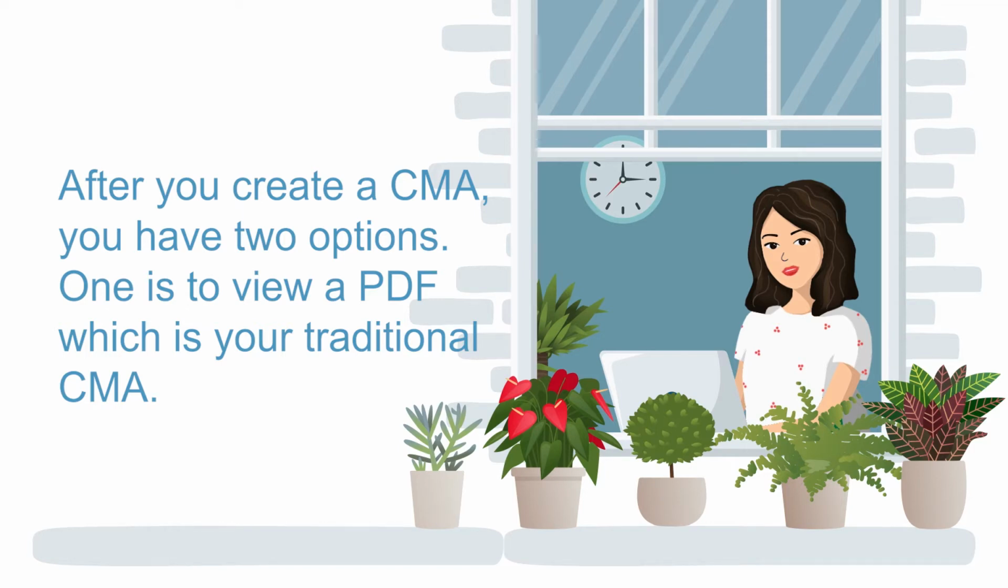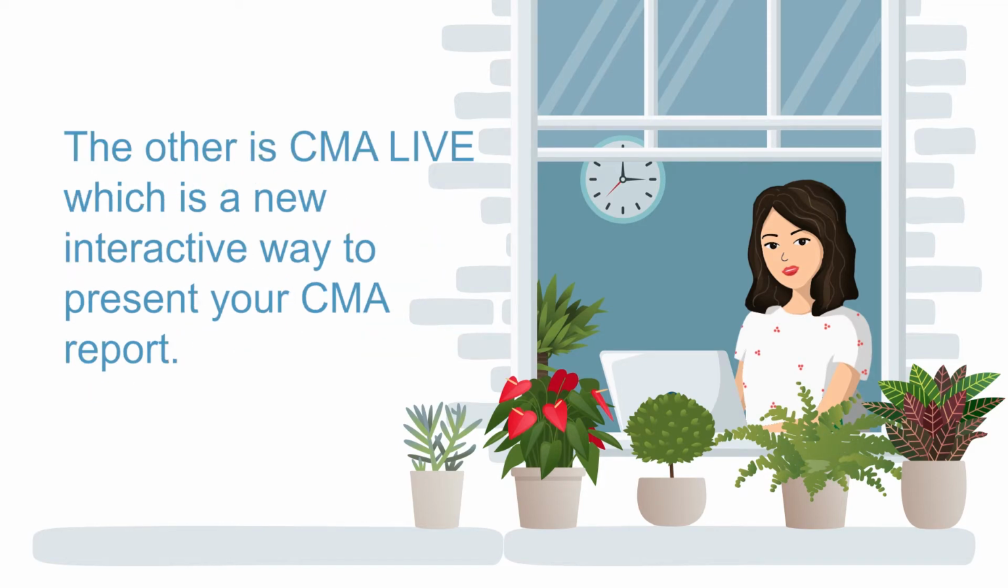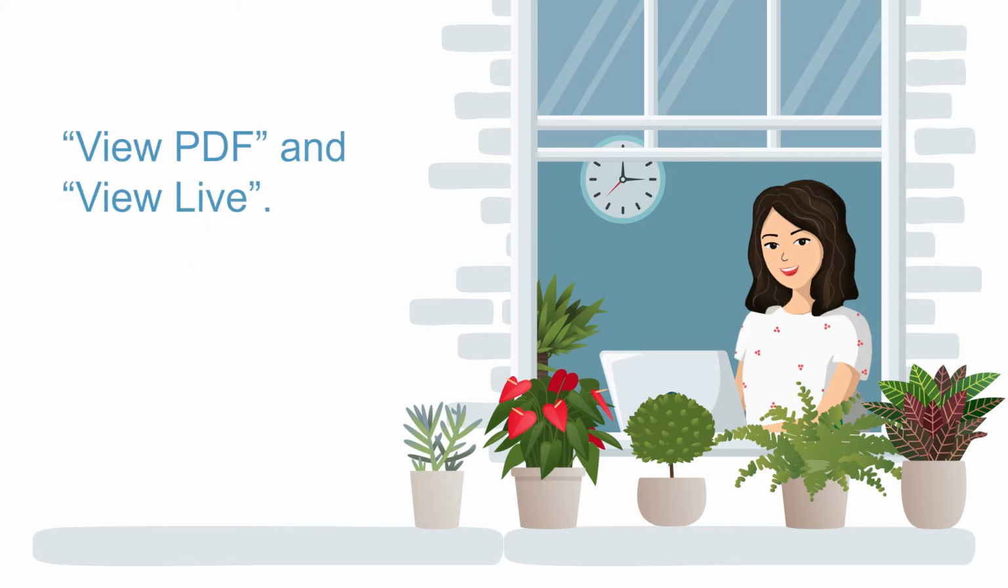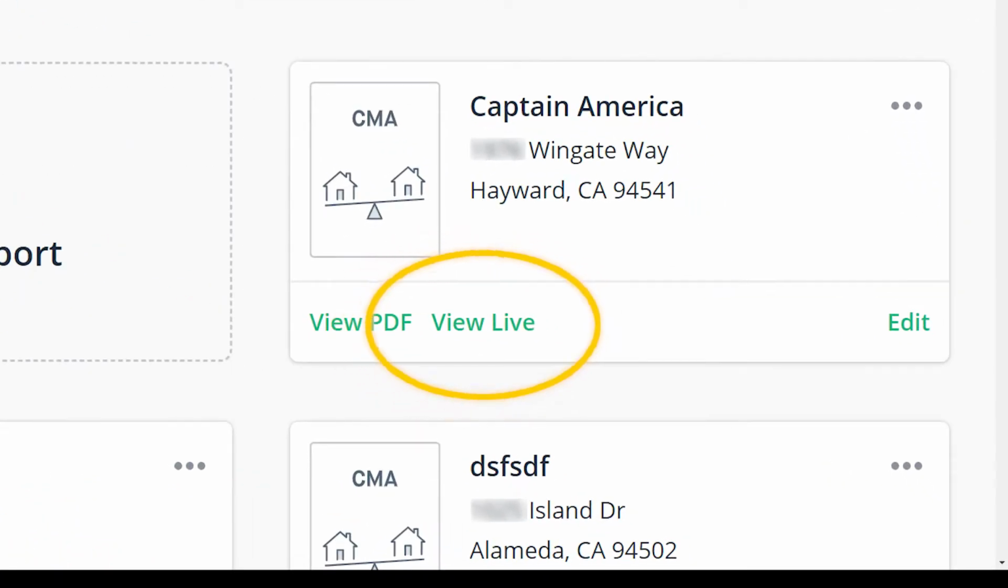One is to view a PDF, which is your traditional CMA. The other is CMA Live, which is a new interactive way to present your CMA report. After you created a CMA, you will see two links on the bottom of your report, View PDF and View Live. Let's click View Live.